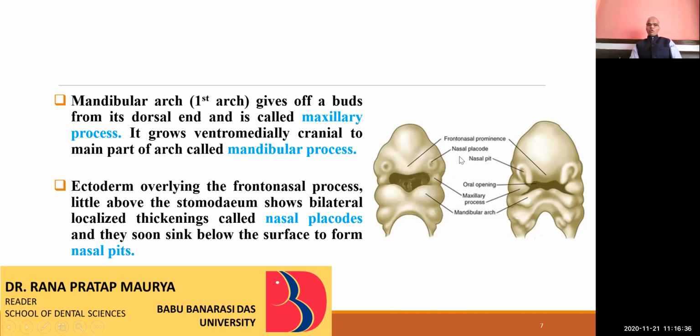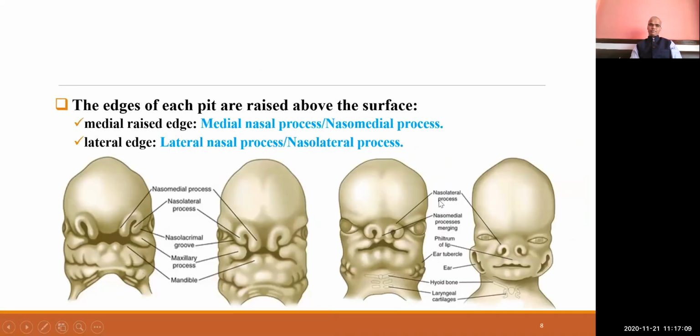And the ectoderm overlying the frontonasal process, a little above the stomodeum, shows a bilateral localized thickening called nasal placodes. This is the frontonasal process and this opening is the stomodeum. These are the nasal placodes. They soon sink below the surface to form nasal pits. These are the nasal pits, and then the edges of each pit are raised above the surface.